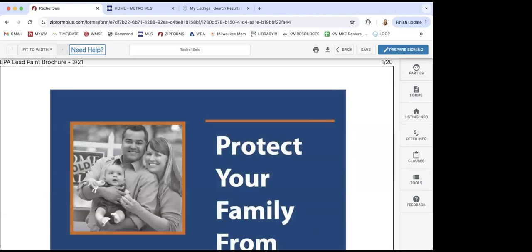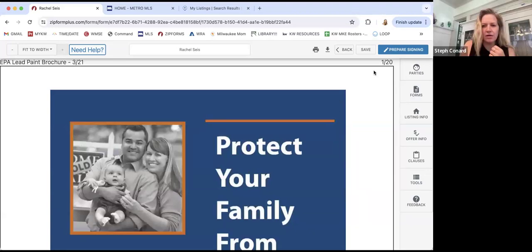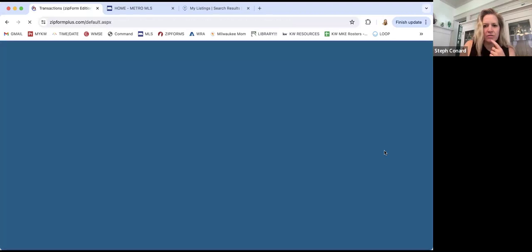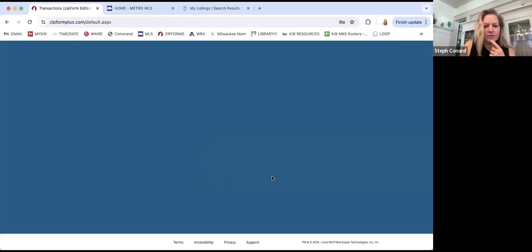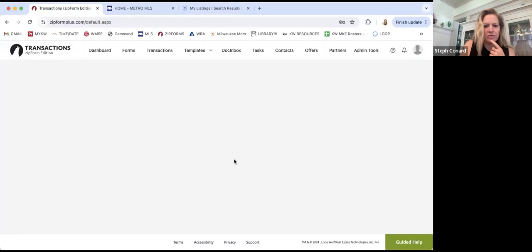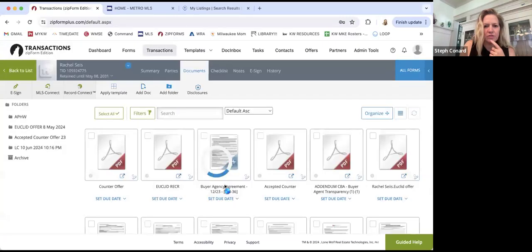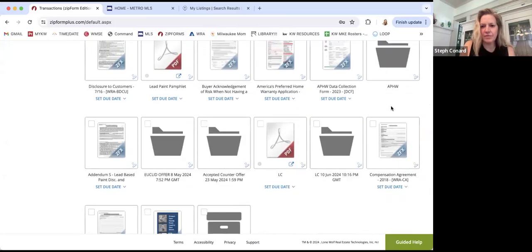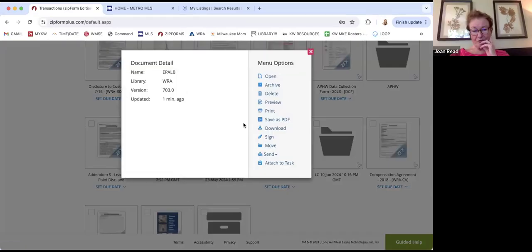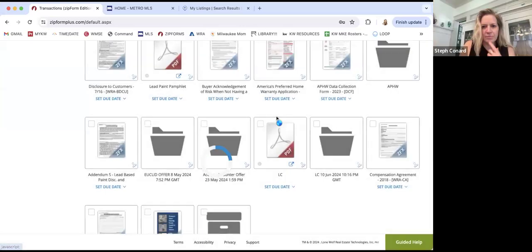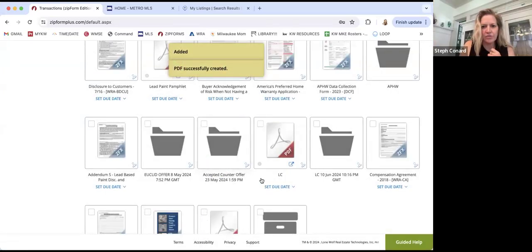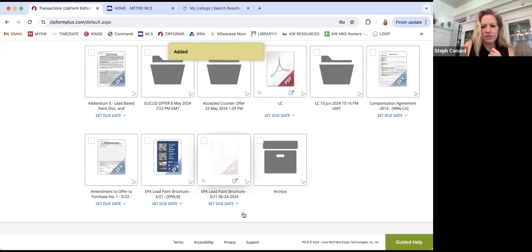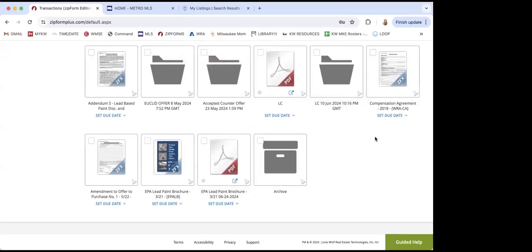Okay. Yep. All of these forms on Zipforms, let me go back here. All of the forms on Zipforms, you can download them and it makes a PDF of it. There's the brochure. So save as a PDF, it'll go into your downloads, and then I could just share that. Okay, great. Thank you. Yeah.